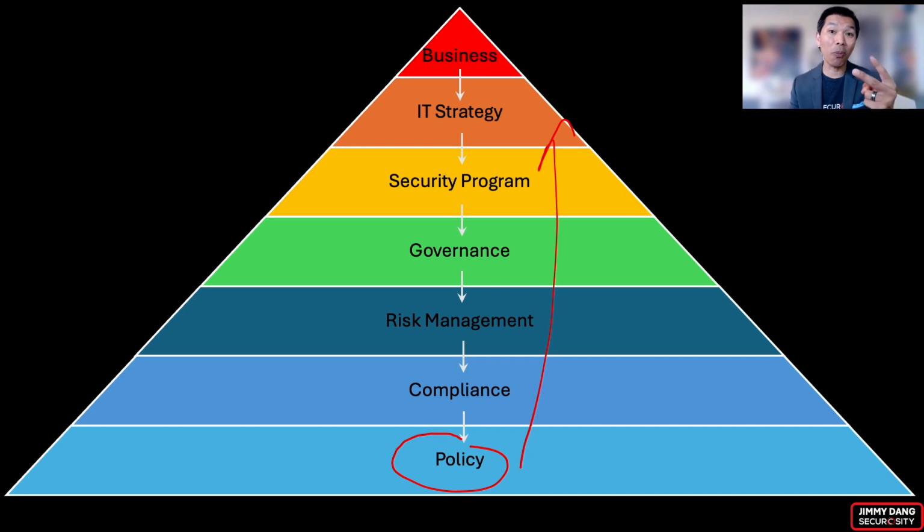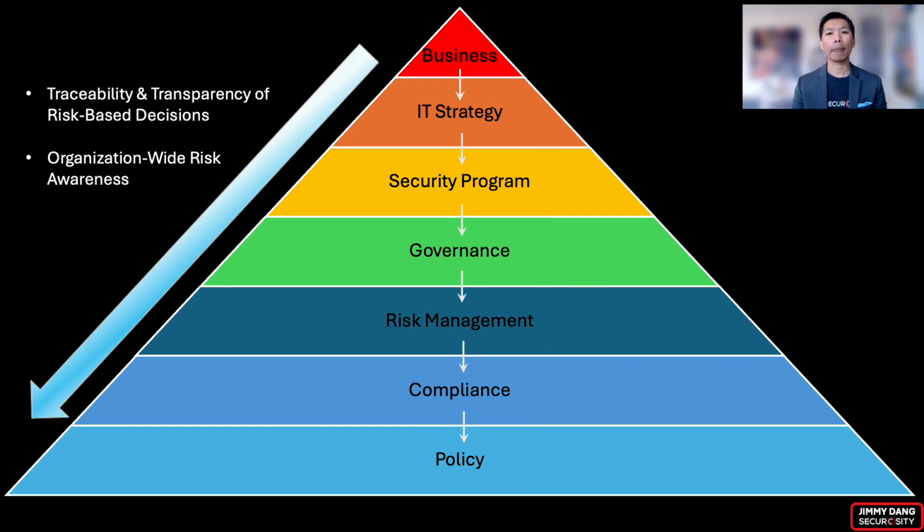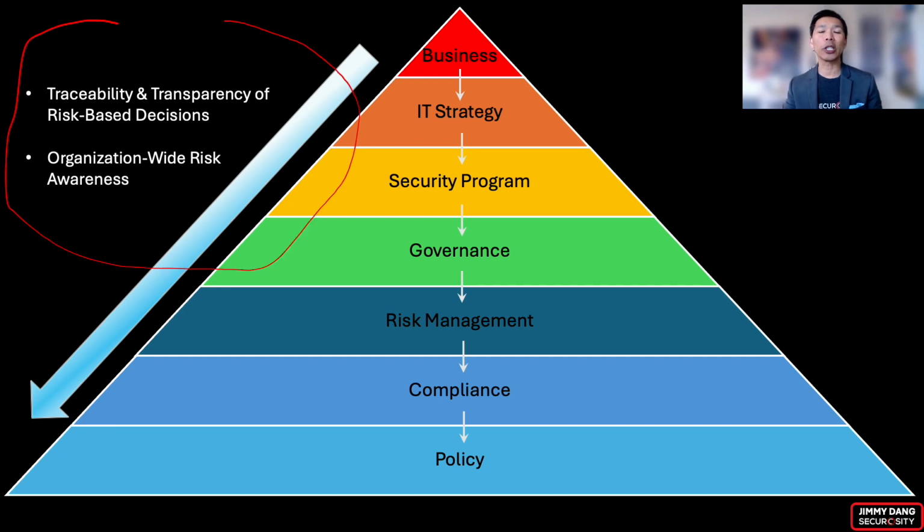There are two more crucial components to complete the model to ensure cohesive alignment across all these functions to achieve the business's shared objectives. The first, we have here, is what we call the traceability and transparency of risk-based decisions. From top down, every decision and associated risk should be clear and understandable.